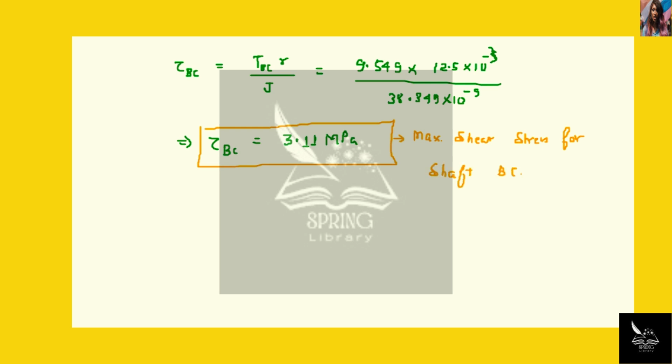Now let us do the calculation for shaft AB. For shaft AB, the torque in shaft AB, T_AB, will be equal to power divided by omega. So the power in AB is 1000 watt divided by omega, which is 100 pi. So from this we will get it as 3.183 Newton meter.